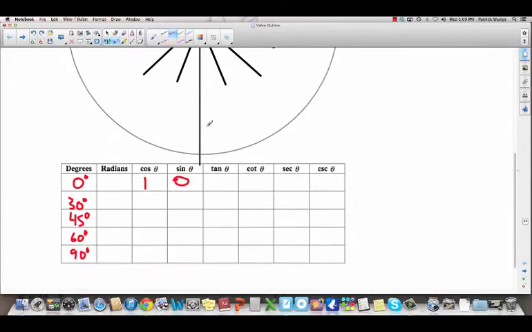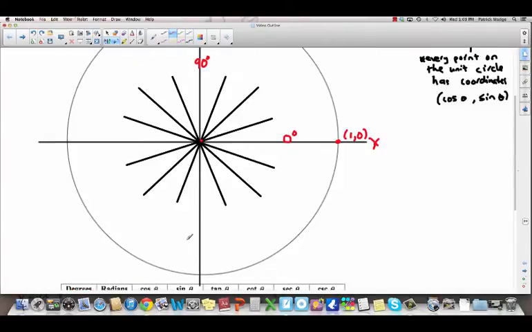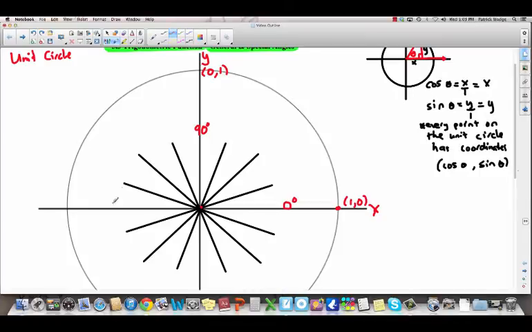90 degrees, 0 for cosine, 1 for sine. Okay, let's go all the way out to 180 degrees. I know it's not going to fit in our table below, but we still need to know this one. What's our cosine and sine of 180 degrees? Well, what's this point? That point is -1, so that's your cosine amount, and 0. Cosine of 180 is -1, sine of 180 is 0.